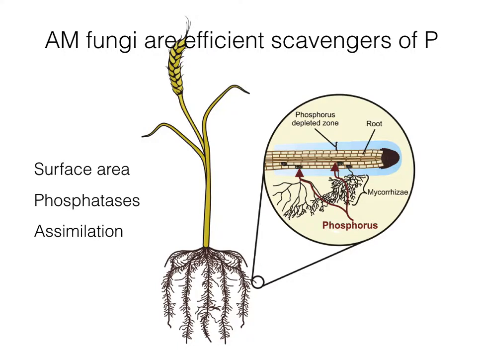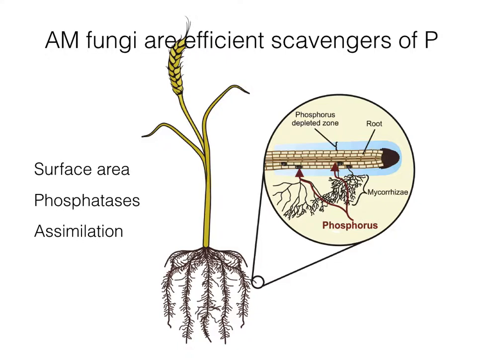In particular, arbuscular mycorrhizal fungi are very efficient scavengers of phosphorus. They can also access other nutrients, but they tend to be somewhat more specialized in accessing phosphorus from soils. This probably happens through a variety of different mechanisms, due in large part probably to simply the increased surface area of the many small hyphae that extend into the soil.